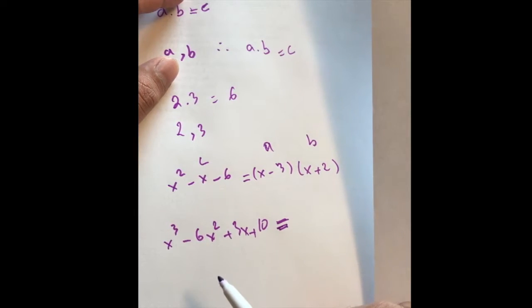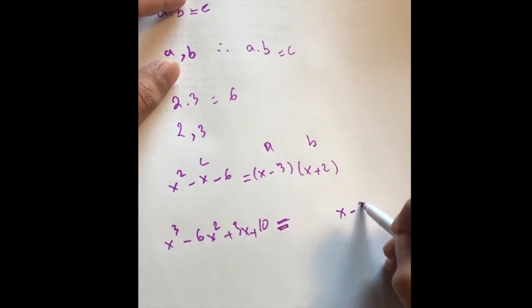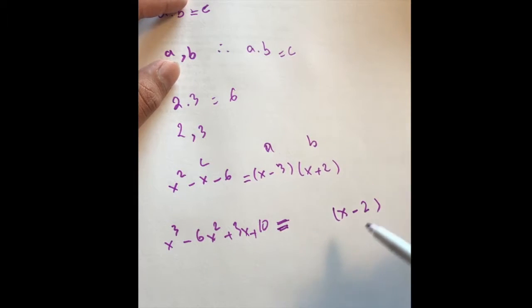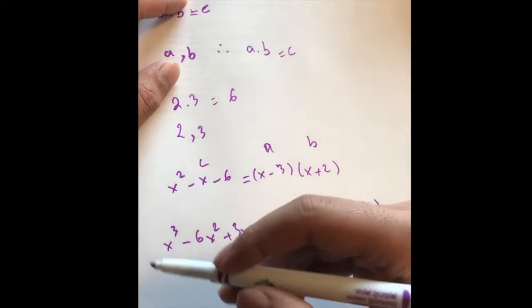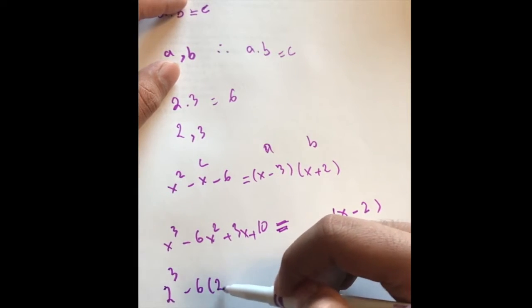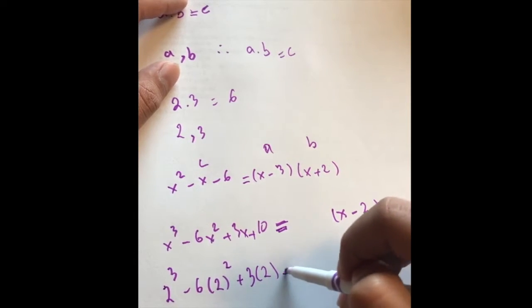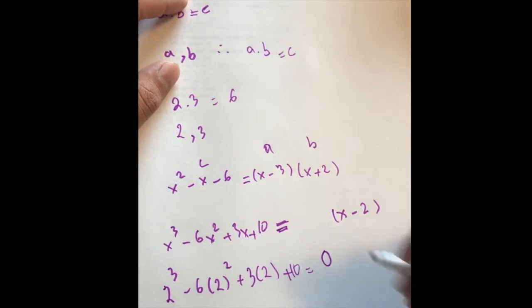So let's say we were trying to test out if x minus 2 is a factor of this. All you would have to do is plug in the a value here, which is 2, into the function and see what the remainder would be. So 2 cubed minus 6(2 squared) plus 3(2) plus 10. Now, if you were to punch that into your calculator, you would see that the value would be 0. Therefore, x minus 2 is a factor.